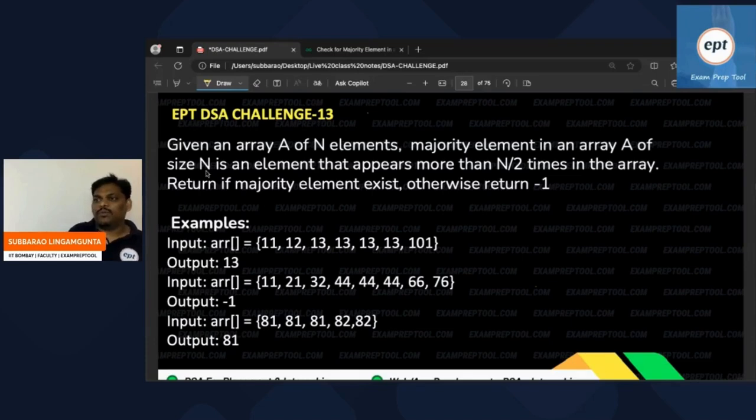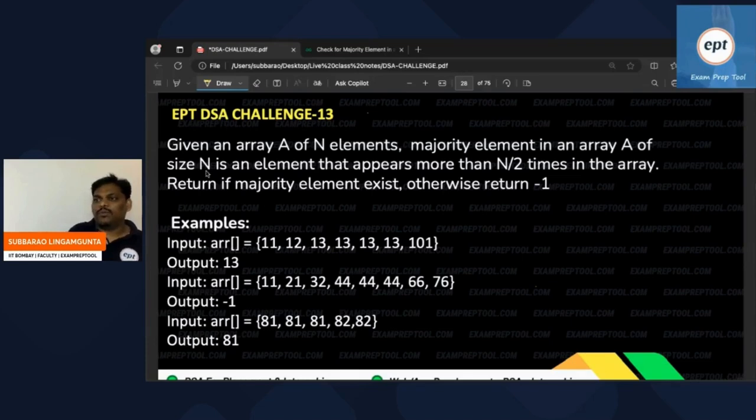But don't bring in voting, which is a complex area. Elections and politics are a dangerous area. Don't bring that story here. This is also called Moore voting algorithm. I am going to explain how it works. Very simple story. So let me change the color.